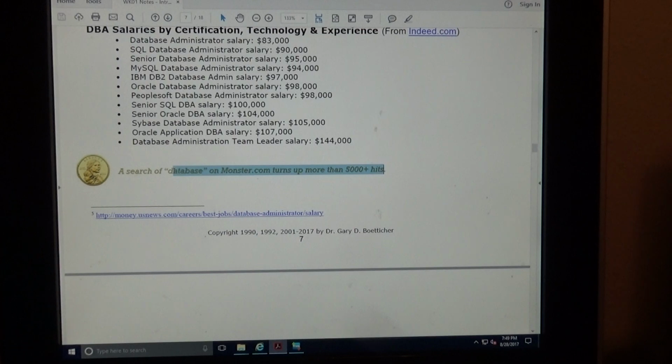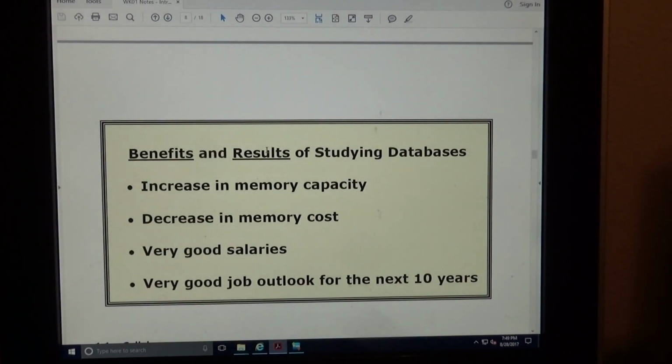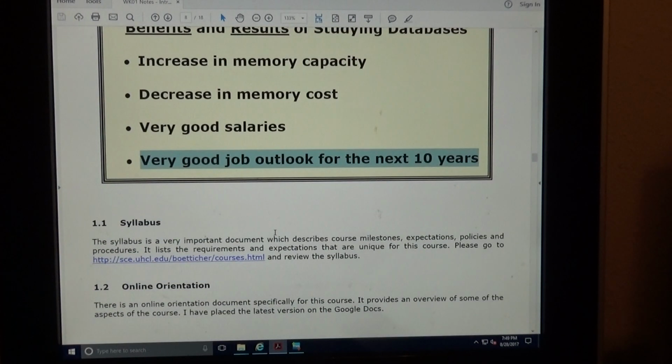Also, if you go to monster.com and search database, you'll see it generates about 5,000 hits. So, benefits and results of studying database: there's been an increase in memory capacity, a decrease in memory costs, very good salary, and a very good job outlook for the next 10 years.